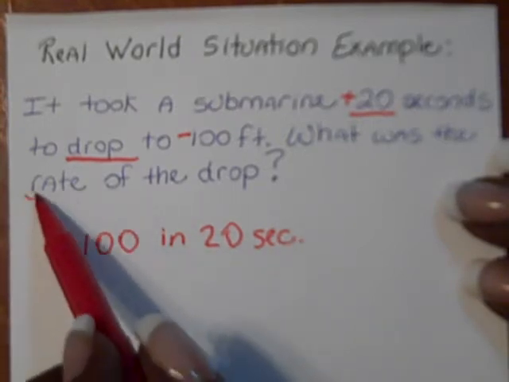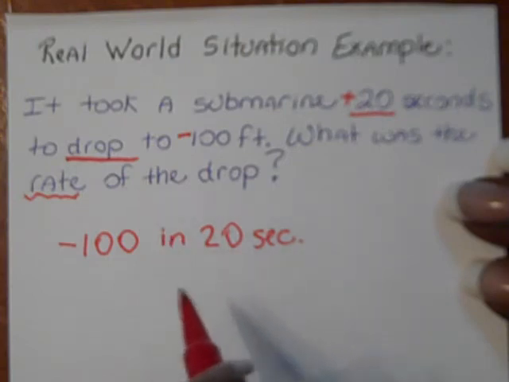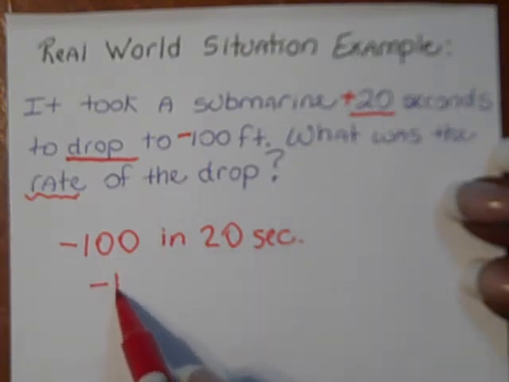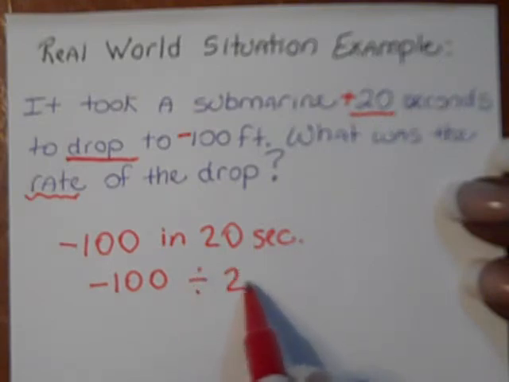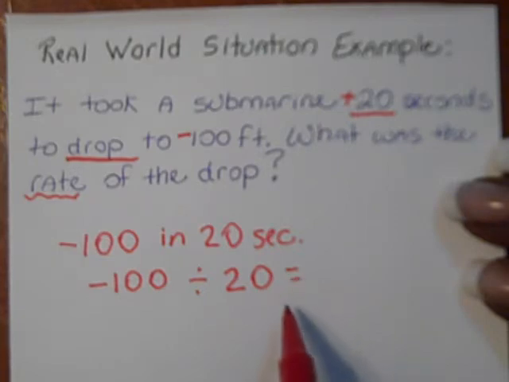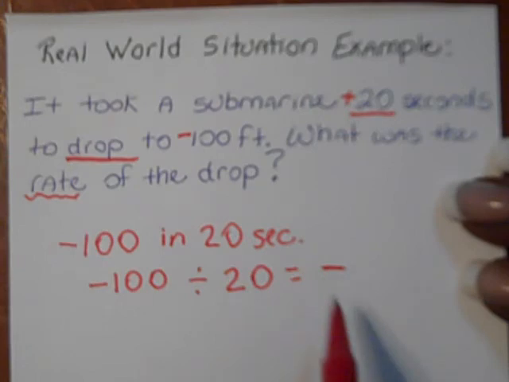The question is the rate, meaning after 1 second, how far had the submarine dropped? So that means we're going to have to take the total distance and divide that by the total amount of time. So in this particular problem, we only have one operation, division. So I just need to remember my rules for dividing integers. A negative divided by a positive gives me a negative.